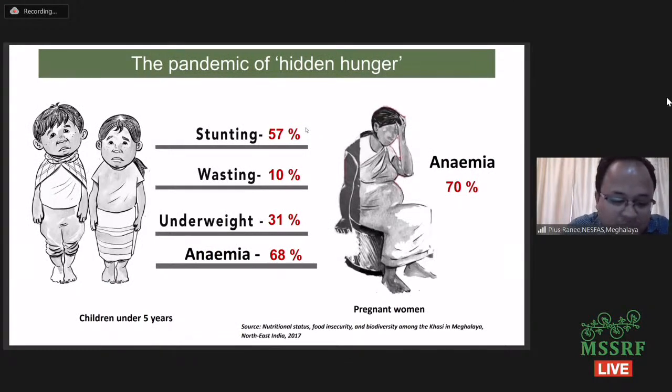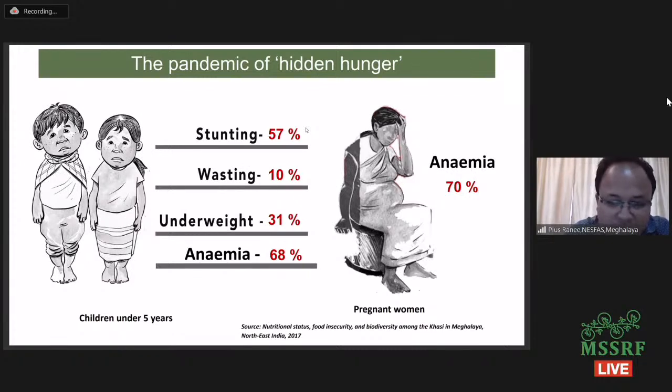In 2015, the Indigenous Partnership, which is a Rome-based agency, in collaboration with us here in Northeast India, along with the National Institute of Nutrition and the Center for Indigenous People's Nutrition and Environment from McGill University, Canada, conducted a study to examine the prevalence of undernutrition and chronic disease among the Khasi here in Meghalaya. This is the finding, as you can see on the screen. The stunting rate is 57%, wasting is 10%, and the underweight rate is 31% among children under 5 years.